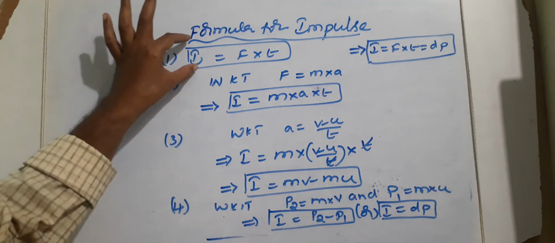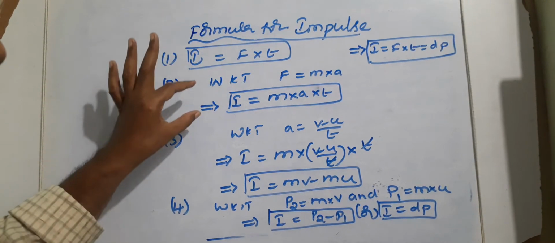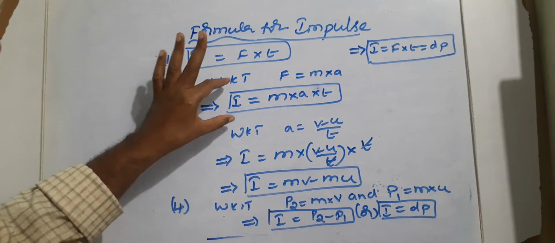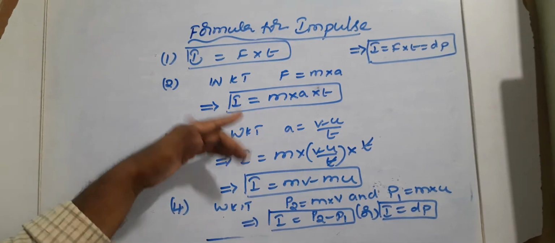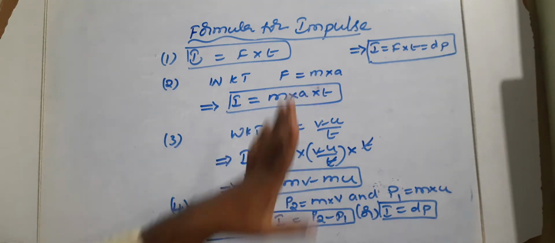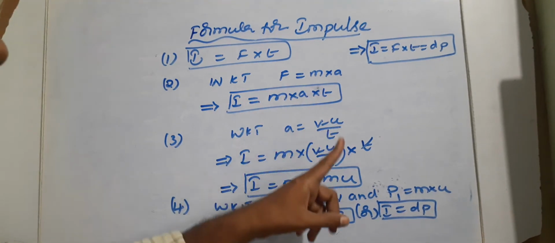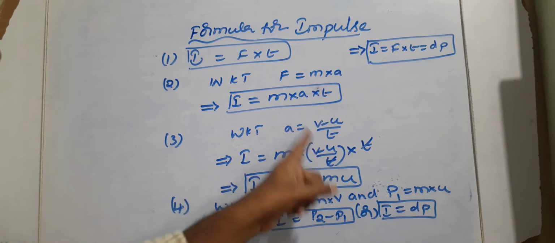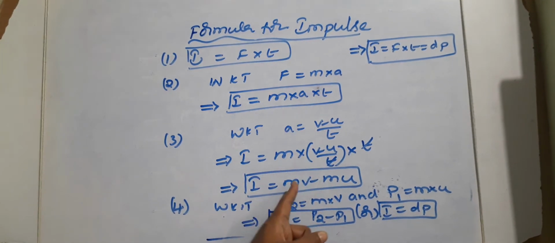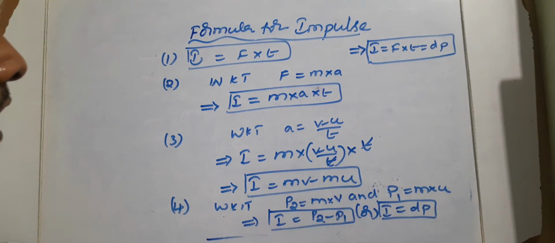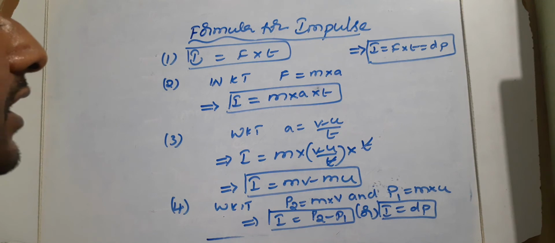So I is equal to F into t. From Newton's second law of motion, we are deriving all these different formulas. I is equal to m into a into t, where a is (v minus u) by t. Then on substituting this in place of a, we get mv minus mu, where mv is the final linear momentum, mass into final velocity, P2, and mu is the initial linear momentum, mass into initial velocity, P1. Then on substituting these two, you get I is equal to P2 minus P1.